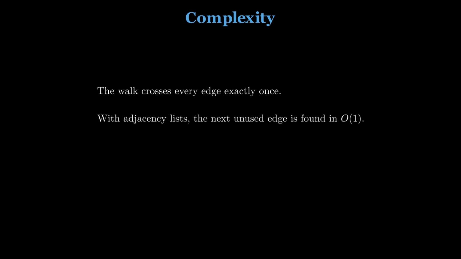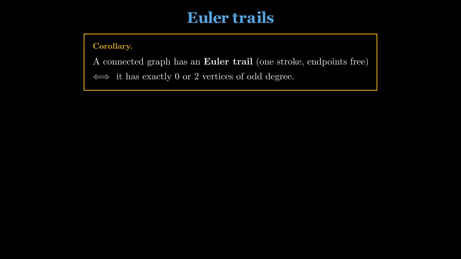How fast is this? The walk crosses every edge exactly once, and with adjacency lists, the next unused edge is found in constant time. So the total running time is linear in the number of edges. A small variation. If the walk may end at a different vertex, it is called an Euler trail. A connected graph has one exactly when it has 0 or 2 vertices of odd degree.